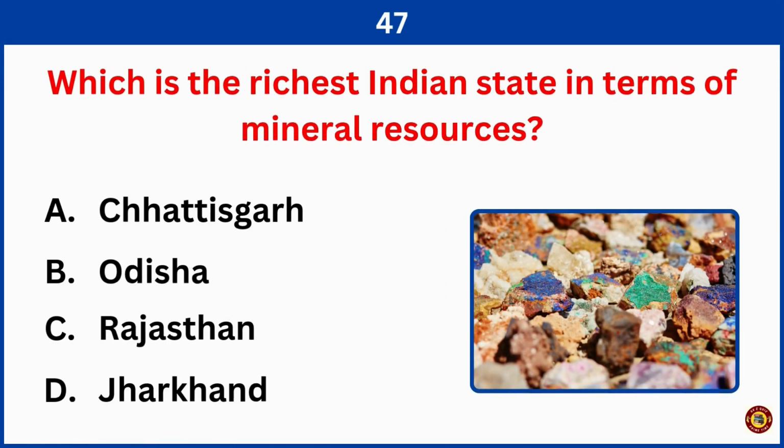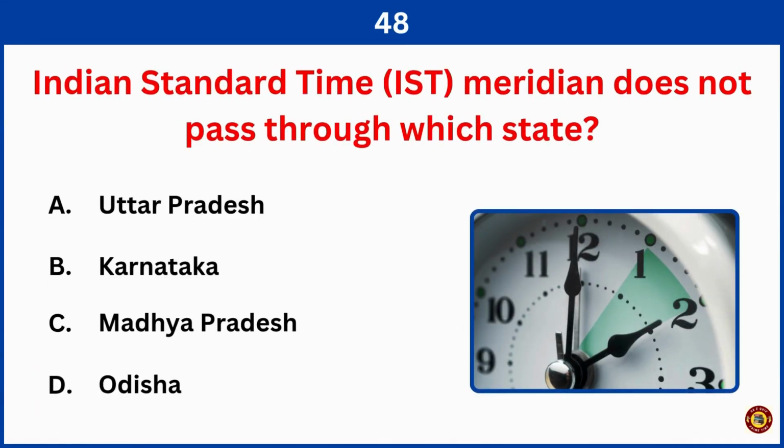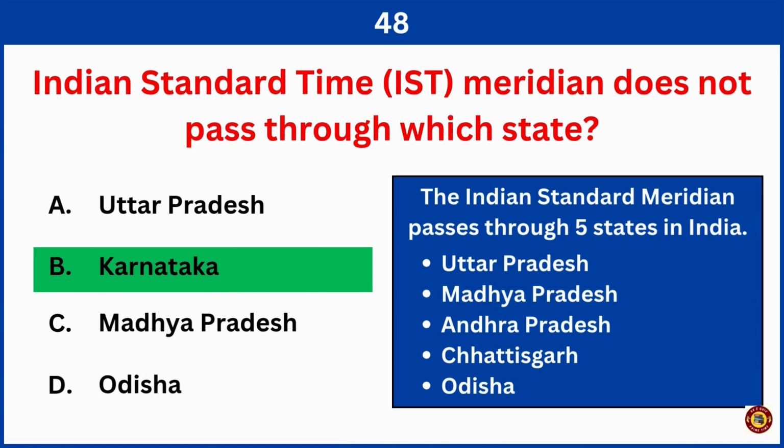Which is the richest Indian state in terms of mineral resources? Correct answer is option D, Jharkhand. Indian Standard Time Meridian does not pass through which state? Right answer is option B, Karnataka.